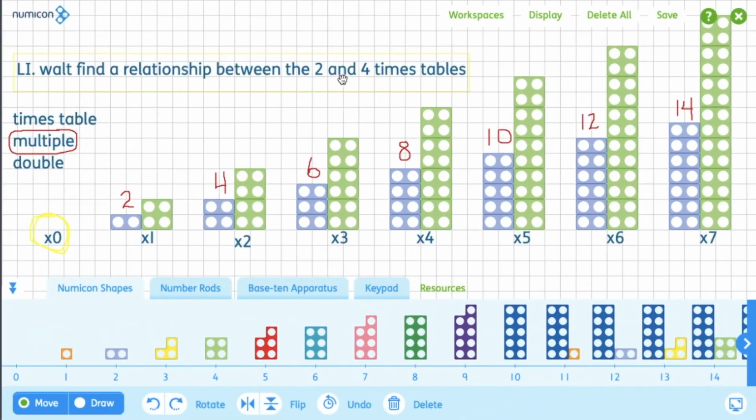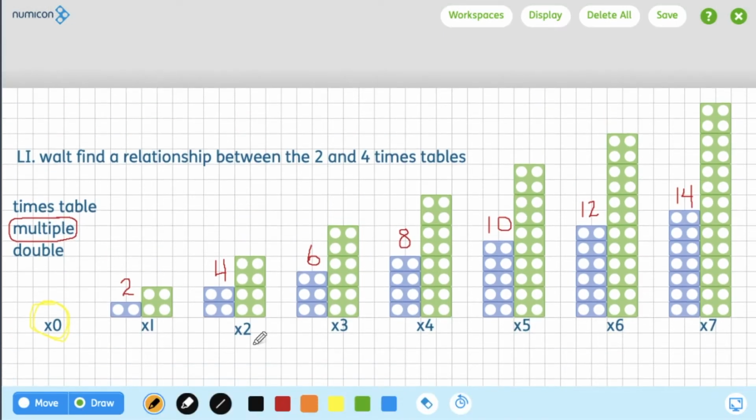We'll look at the 2 times table, but we're also going to look at the 4 times table and how the 2 and the 4 are related to each other. So what I've done is I've put in 4's next to the 2's at the same multiples of each number. Okay, so we can look here again at 0. We've got nothing. 4 times 0 is nothing. If we look at times 1, 2 times 1 was 2. 4 times 1, so one group of 4, is just 4.